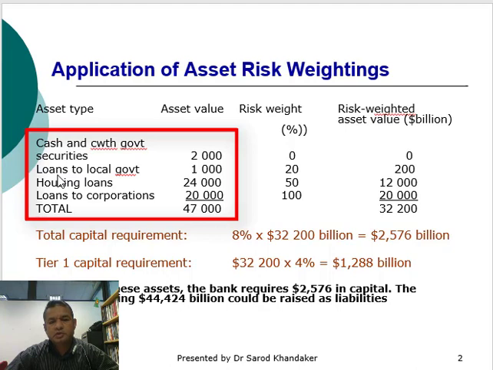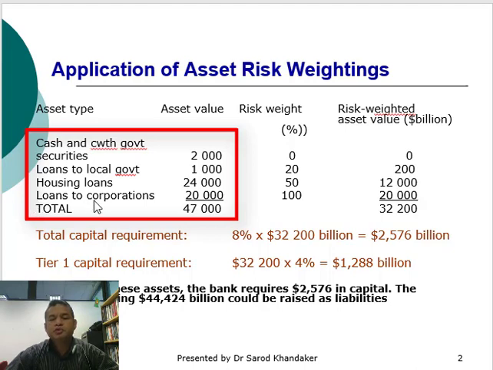For the second one, the loan to the local government, the asset value is $1,000. The percentage of risk is 20%, as per the previous slide, which stated that any claim against the international bank and the local bank is 20%. So with 20% risk weighting, the risk weighted asset value is $200. Residential mortgage is secured at 50%. So 50% of $24,000 is $12,000, which has been included here.